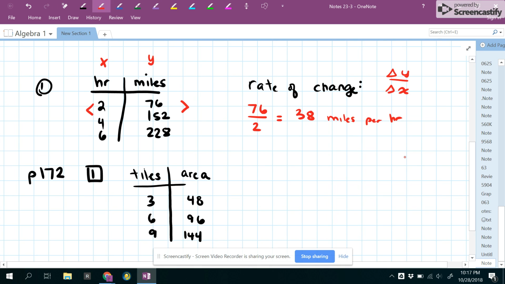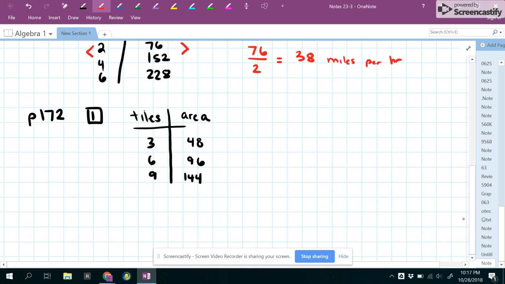On page 172 in your textbook, there is an example 1. And if you were to read it, it has a table that has the number of floor tiles and the area of the tiled surface. So in this case, area is in inches cubed. And area is your dependent variable. Tiles are your independent variable.